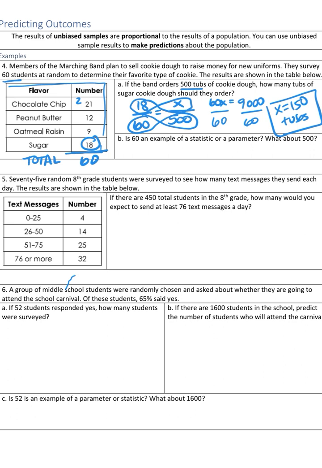So the 60 is an example of a statistic or a parameter. So 60 had to do with the sample. So 60 is a statistic. 500 had to do with the total that they were ordering. So that is the parameter. All right, I'll do another one.